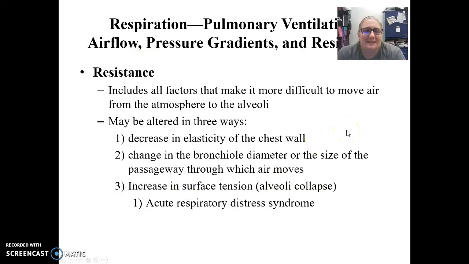And so what causes resistance? The decrease in elasticity of your chest wall can provide resistance. You're not able to exhale properly, so you're not going to be able to inhale properly. Bronchial diameter. If you have smaller bronchioles, you're not going to be able to get as much air through. And then if you have increased surface tension causing your alveoli to collapse, that's going to decrease the ability of air to move in. And that's associated with this disorder called acute respiratory distress syndrome, which is often seen in infants that are premature.